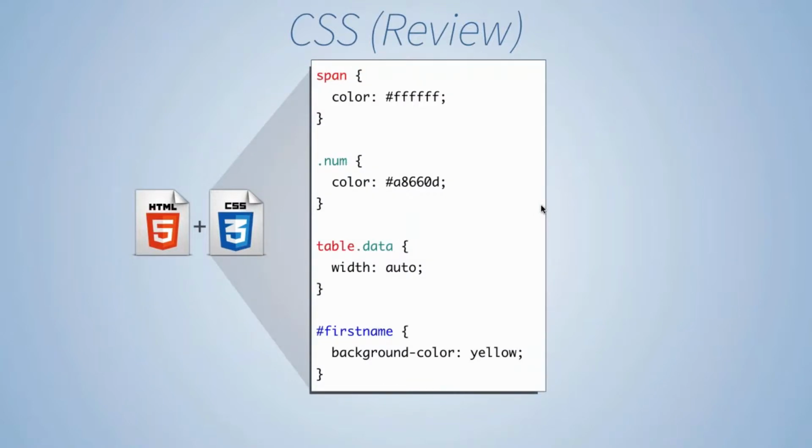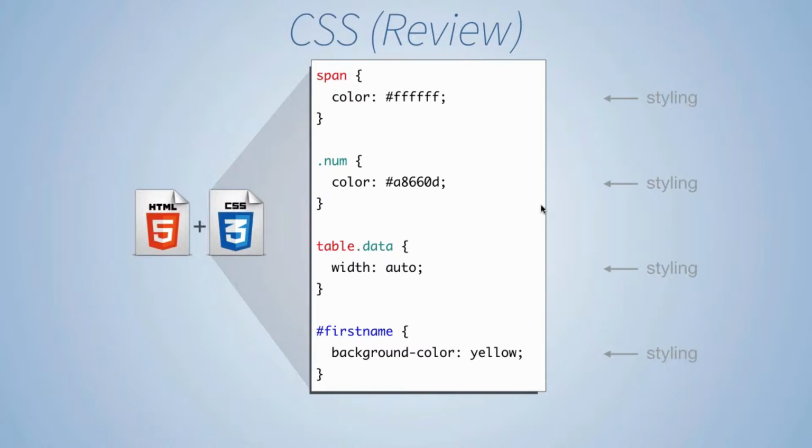So if you look at an example CSS file, you'd see something that looks a little bit like this. These are sets of instructions. Between the brackets here, we have actual pieces of styling. So color: FFFFFF, that's choosing a specific color for something to be.